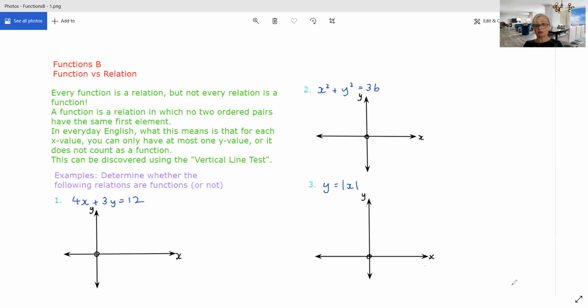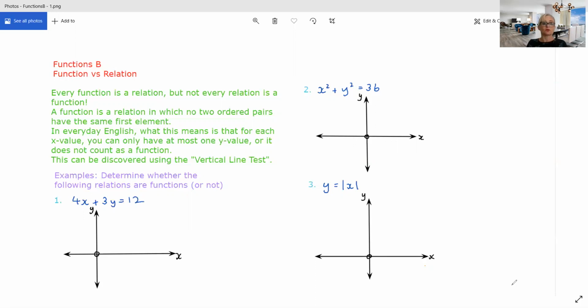How can we tell? In everyday English, what it means to be a function is that for each x value, there is at most one possible y value. In practical terms, what we do is we call the vertical line test, and I will do some diagrams here and I'll show you how that works.